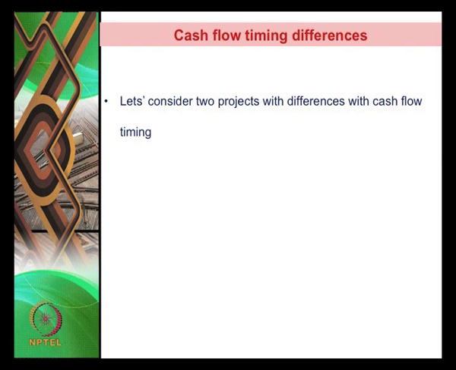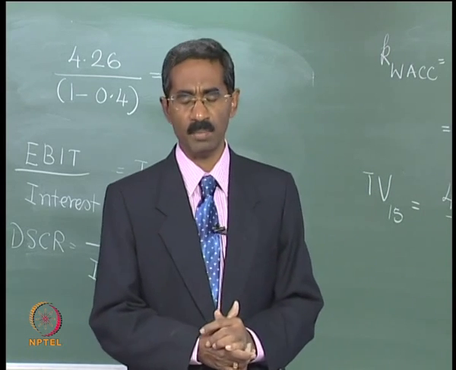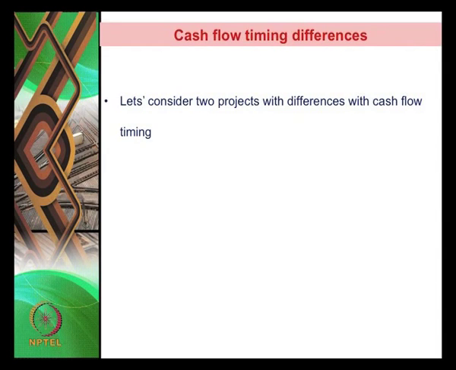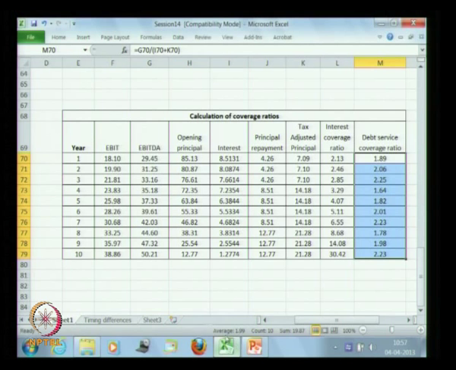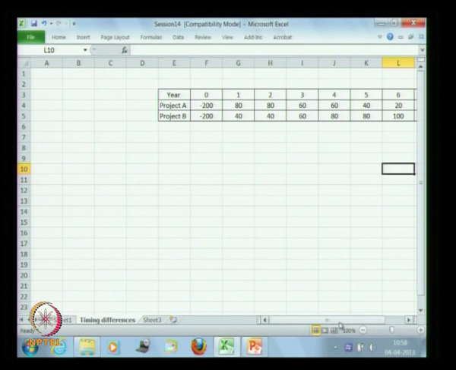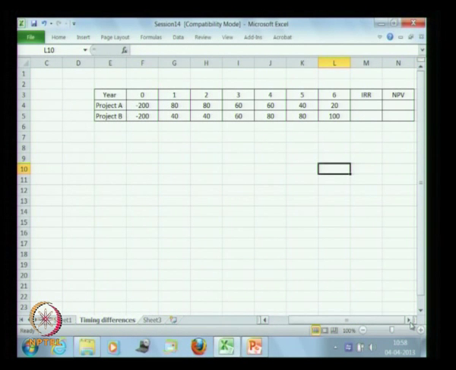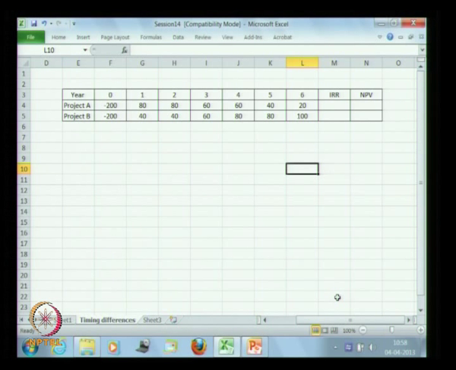Next, we look at an example that considers the cash flow timing differences. So, let us say there are two projects with different cash flow timings. Let us see this example. There are two projects, project A and project B. Both of them have the same investment. The initial outlay in year 0 is the same for both projects, project A and project B.